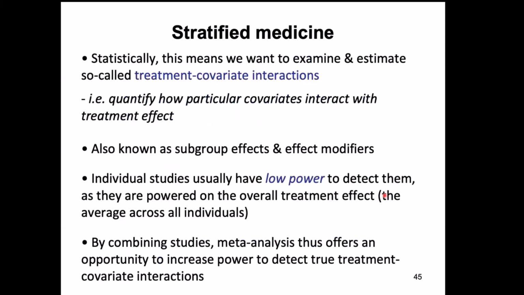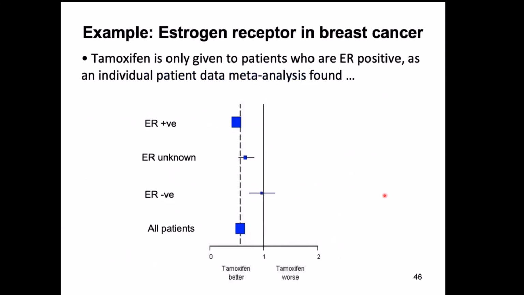Let's just jump ahead to some examples. So this is the estrogen receptor in breast cancer IPD meta-analysis. This is what was found: in those patients being given tamoxifen, those women with estrogen receptor positive are responding better to treatment than those that are negative. This was found by an IPD meta-analysis by, I think, the Oxford-led group, the Breast Cancer Collaboration. Amazing work.